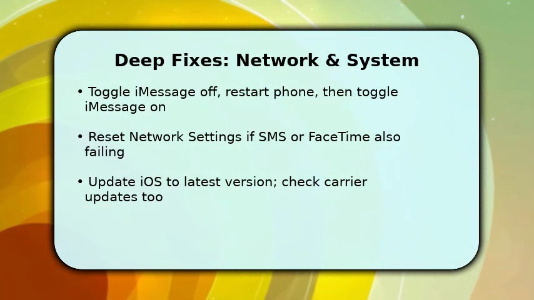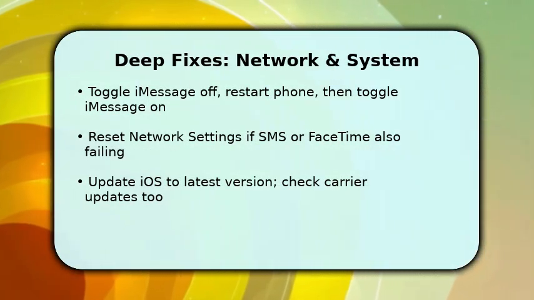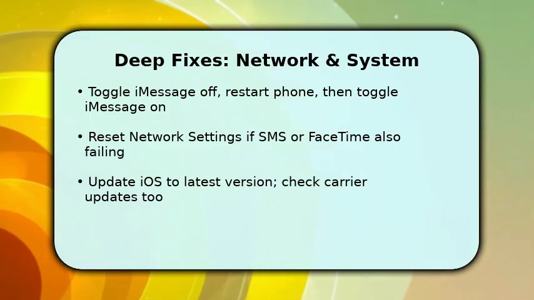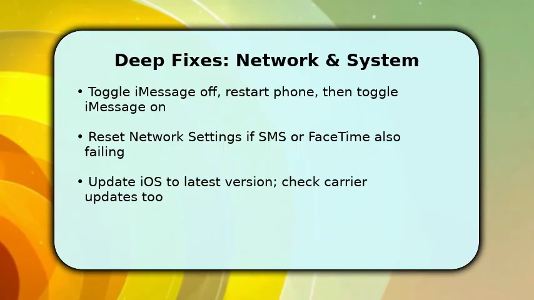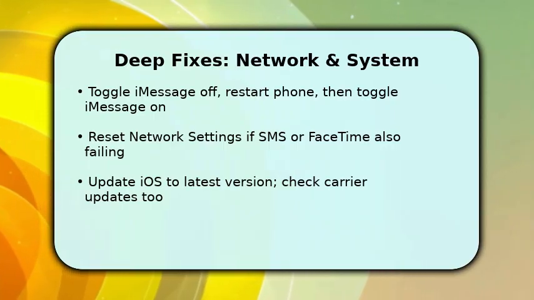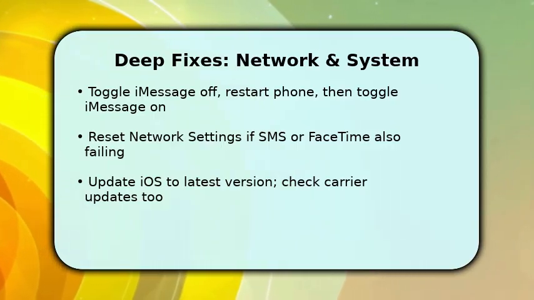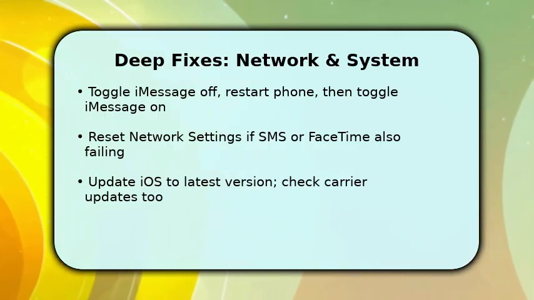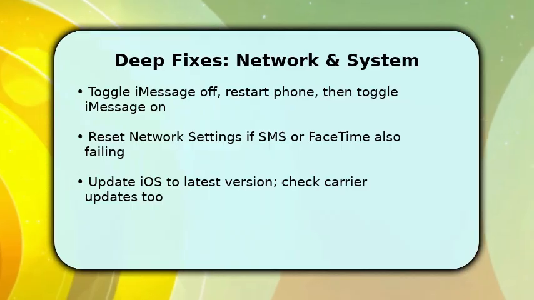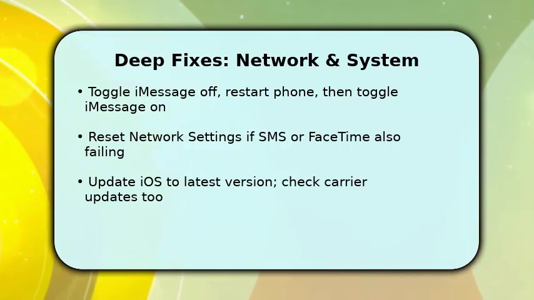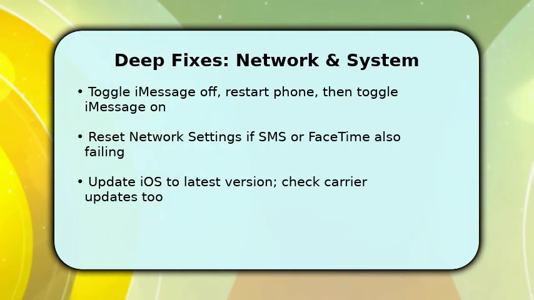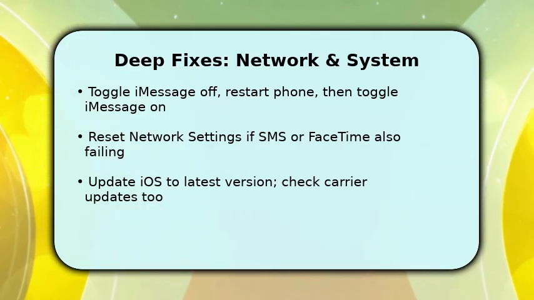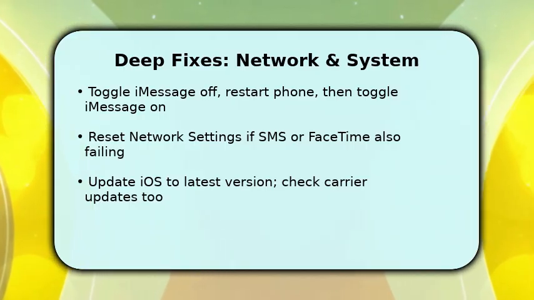Now handle the trickier middle steps. Turn iMessage off, restart your device, then toggle iMessage back on to force reactivation. This refreshes Apple servers. If problems persist, reset network settings to clear corrupt Wi-Fi or cellular profiles, but note it removes saved networks. Make sure iOS and carrier settings are up to date so protocol and authentication bugs are eliminated. These actions address system-level and network issues that block message receipt.